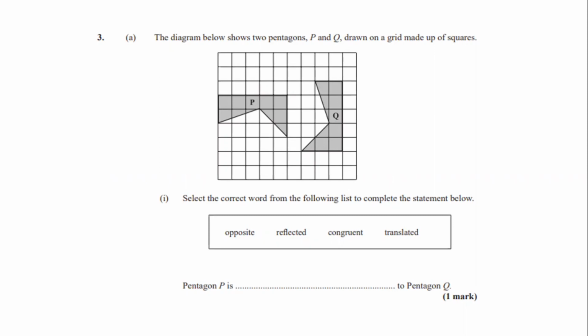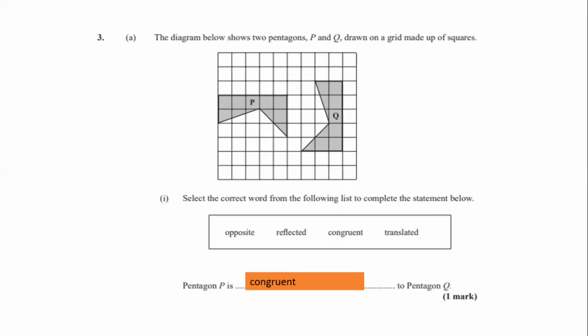We can look at it and we know that it is definitely not opposite. So pentagon P is not opposite to pentagon Q, so therefore that is definitely not our answer. We also know that it is not reflected, as a reflection speaks to a mirror image. It's like looking in a mirror and you're seeing the exact opposite of what is on the other side. Pentagon P is not a reflection through a mirror line to pentagon Q. And what we know is that pentagon P is congruent to pentagon Q.